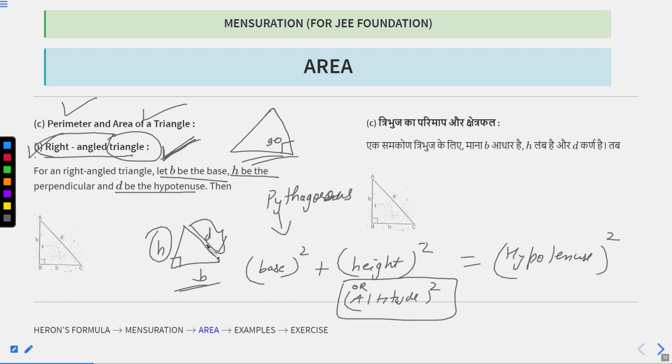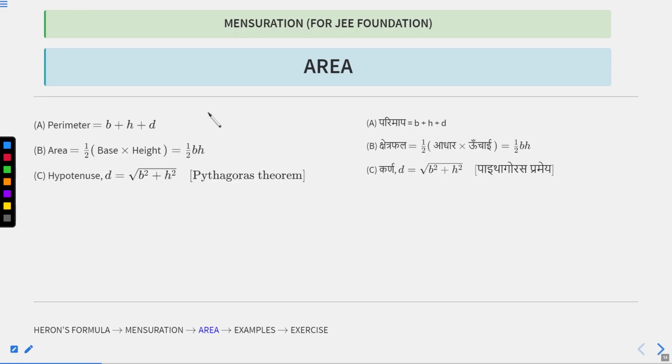Let's move to next. So perimeter, we easily say, is just the total length of a figure covered by its boundary. So base plus height plus the hypotenuse. I hope this is also clear. And the area: the area for the right angle triangle is equal to half times base times height. Half into b into h. I hope this is clear.